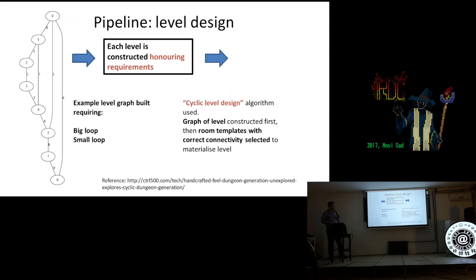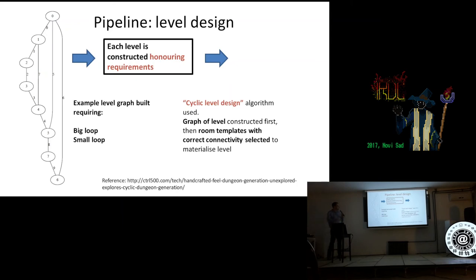I'm trying to use some of the principles of what's called cyclic level design, which was a series of algorithm ideas proposed by Joris Dormans, and I've got a link there. Broadly, what I do is, this is a level I've created automatically, I start by making, for example, a couple of loops. That gives me a structure to the rooms in the level and the connections between them.